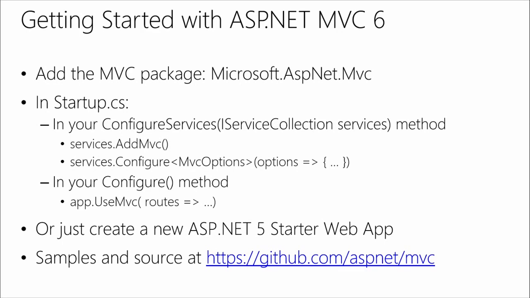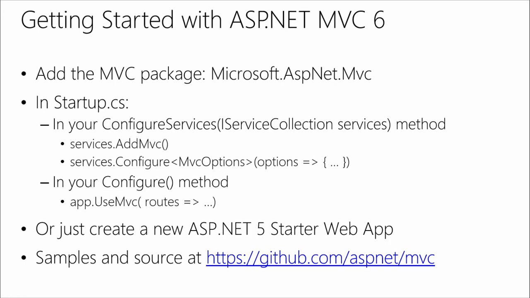Now, how do you get started with MVC 6? First, you're going to need to install the package. We saw that before. Installing packages, you go to your project.json, or you can use the NuGet package manager to add Microsoft.AspNet.Mvc. It's the same package as MVC has always been. It's just been revved to the new version 6.0.0.